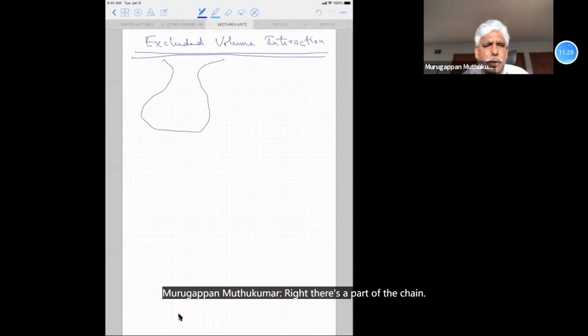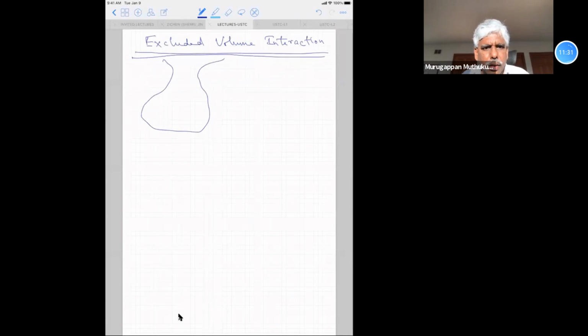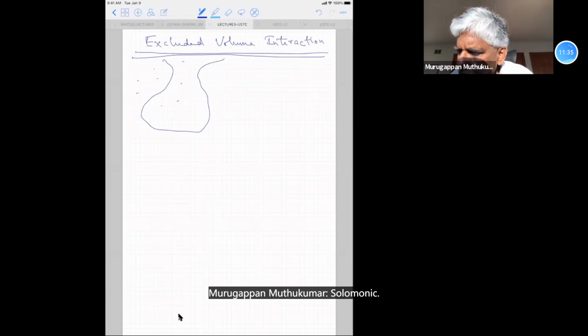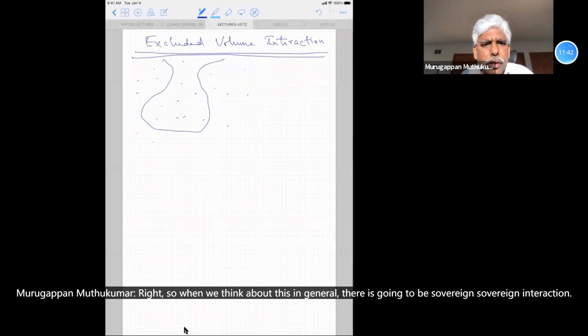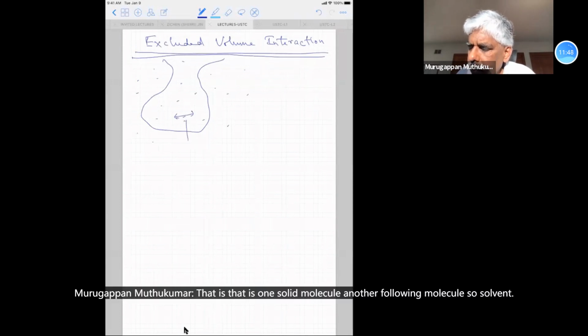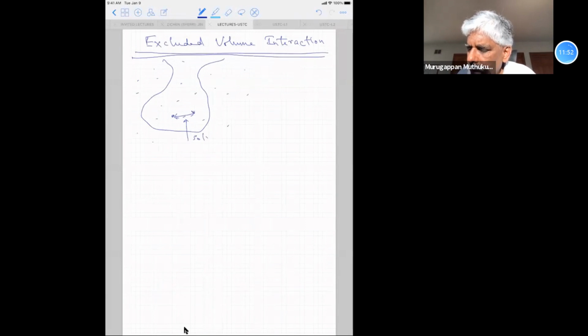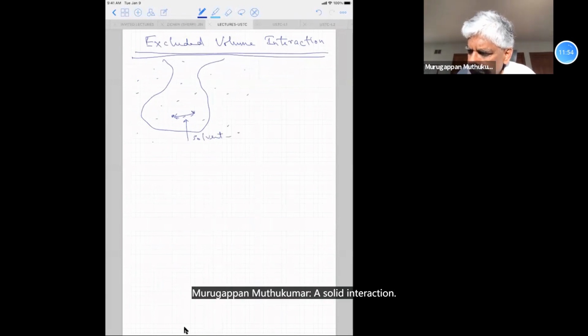This is a part of the chain, and this is in a solvent molecules. So when we think about this in general, there is going to be a solvent-solvent interaction. There is one solvent molecule, another solvent molecule. So solvent-solvent interaction.